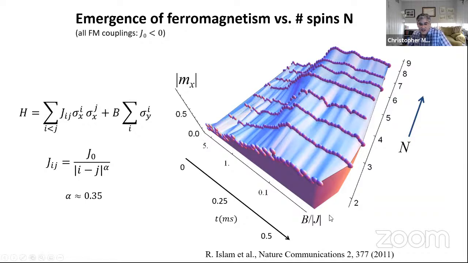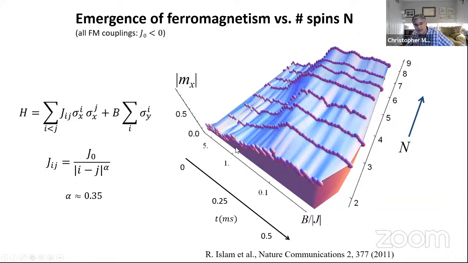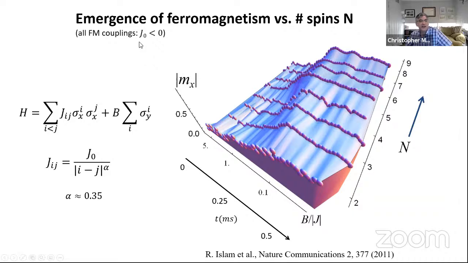This axis here is B over J, which is time, because we're ramping the B field down. And this other axis is the number of spins. The simplest data only had 2 spins, and I wouldn't really call this a phase transition. You are setting J to be negative, the coupling constant is always negative in that case. Yeah, I'm going to return to that comment in a minute.